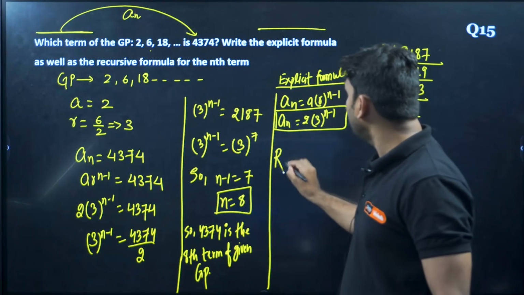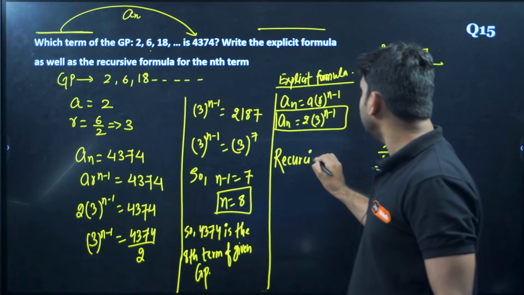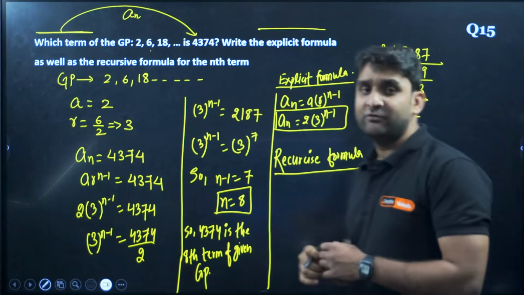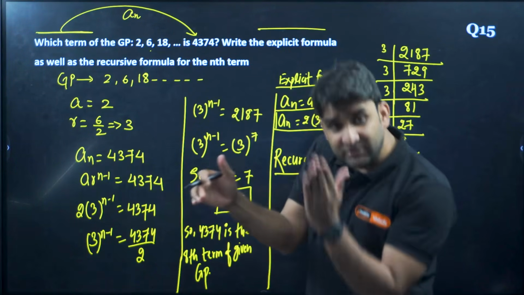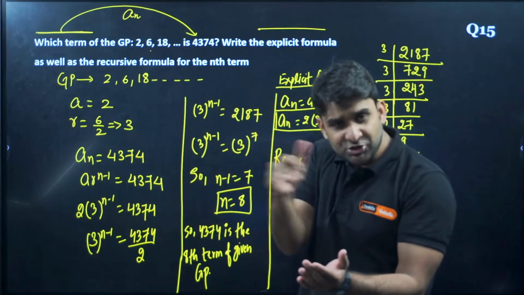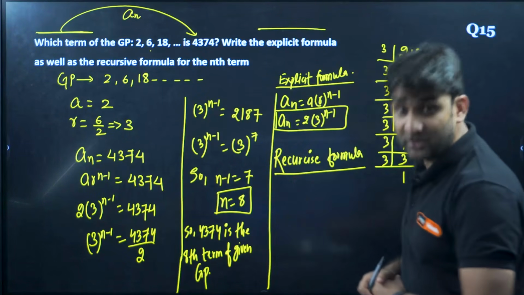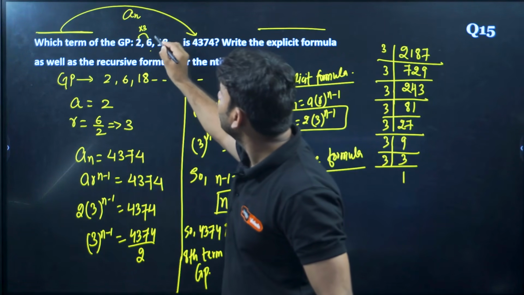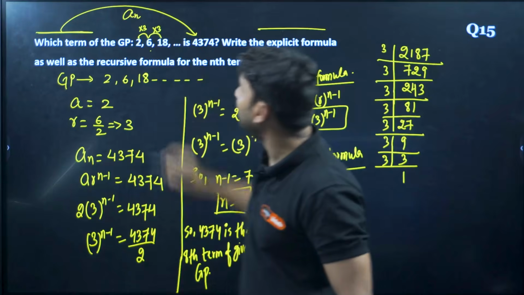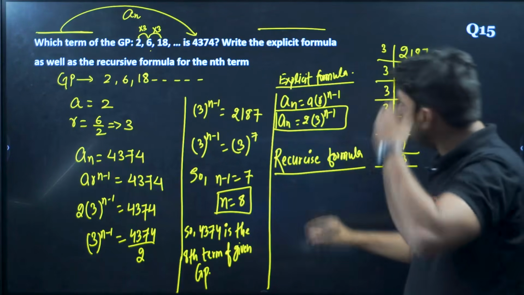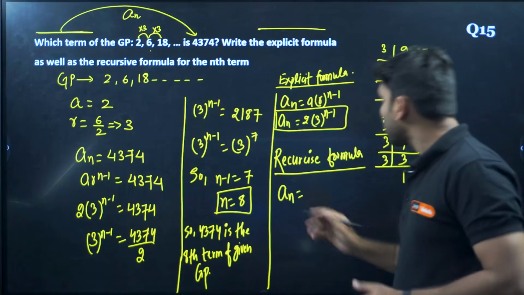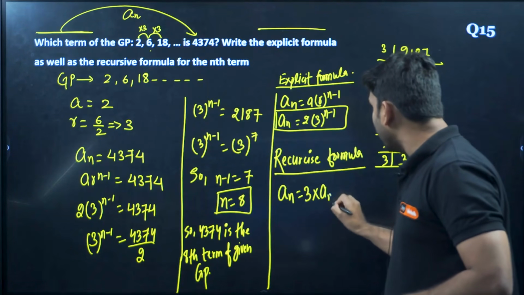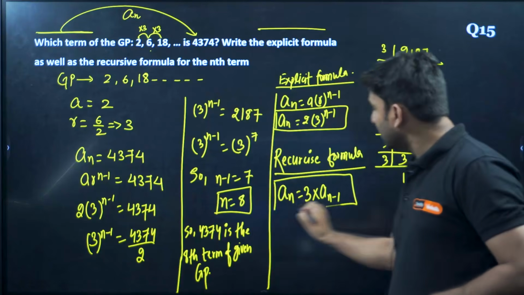Now moving to recursive formula. Recursive formula is the formula which relates the neighboring numbers, neighboring terms. I mean the formula by which we can get the next term using the previous term. The relationship between next term, previous term. This is called recursive formula. And you can see when we multiply 3 into 2, we are getting 6. When we multiply 3 into 6, we are getting 18. So recursive formula we can write AN is equal to 3 into AN minus 1. This will be the recursive formula.